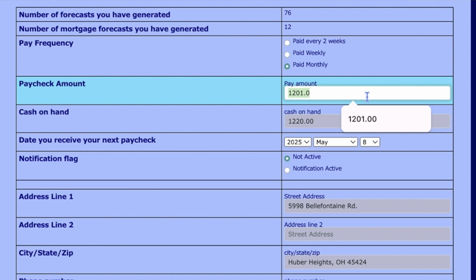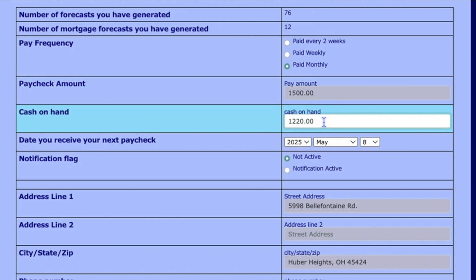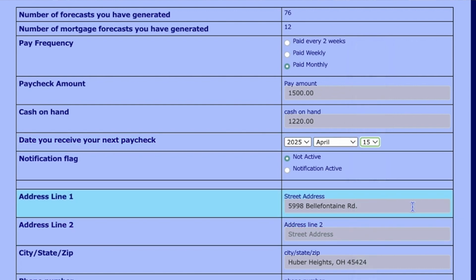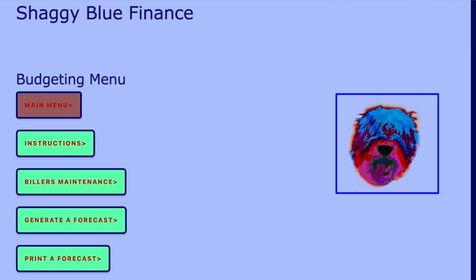So let's say that this person gets a check for $1,500 a month. They have $1,220 in their checking account. The next time they get paid, let's say they get paid on April the 15th, just for kicks. We're going to click Update User. Okay, so that income information is in there now. That's half of the battle, is getting just the income side set up.